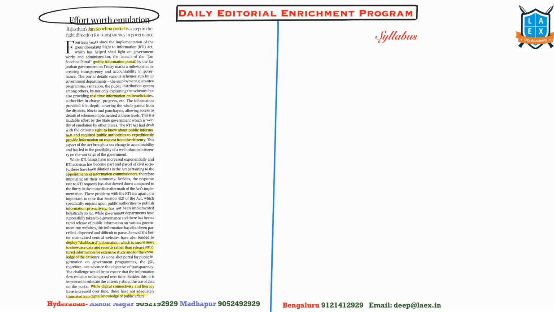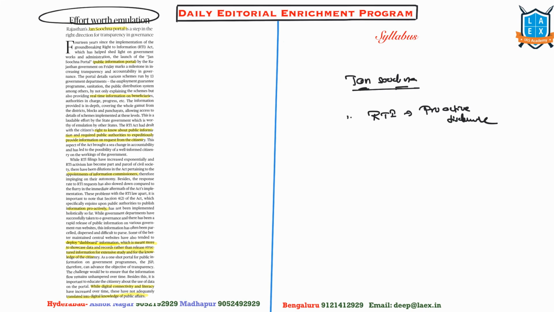Effort worth emulation. This is about the Jana Suchana portal. The Rajasthan government has launched a public information portal, which is also called the Jana Suchana portal. If you see the Right to Information Act, there is something called proactive disclosure of information. Proactive disclosure means even before someone applies or requests for information, the government can keep it transparently online. So this Jana Suchana portal can help us to achieve the same.